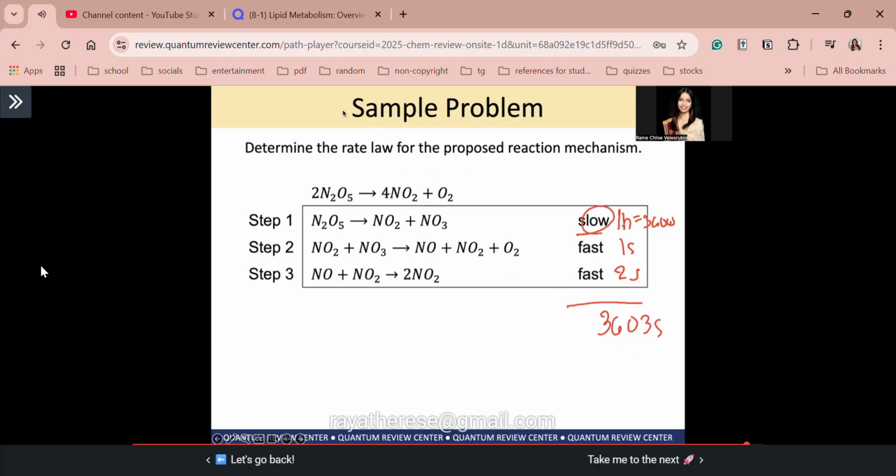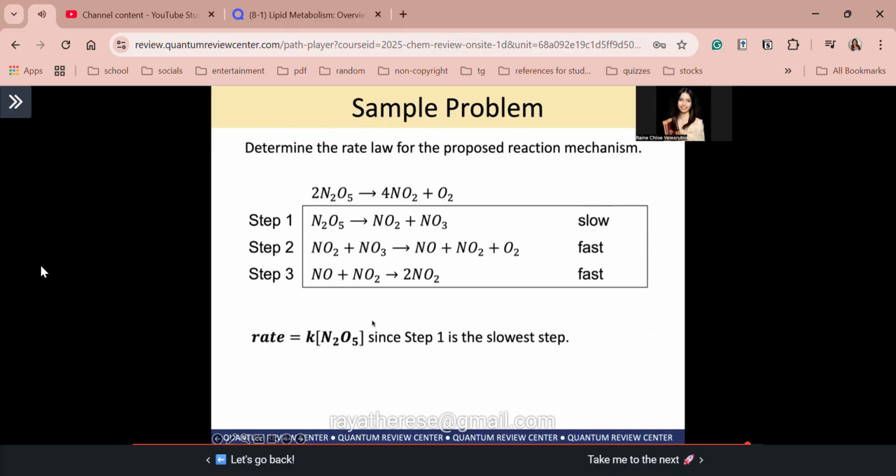Therefore, the rate law for this reaction mechanism is this. Rate is equal to k[N2O5]. Okay? Since step 1 is the slowest step. Okay? And that's right, isn't it? This is our overall reaction equation. Okay? So, this is the rate law using the rapid equilibrium method.